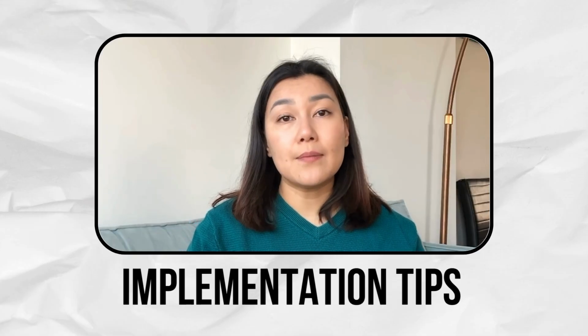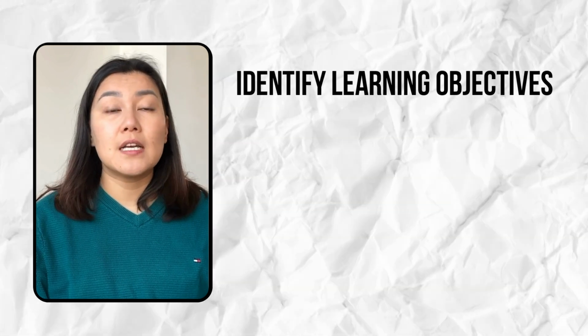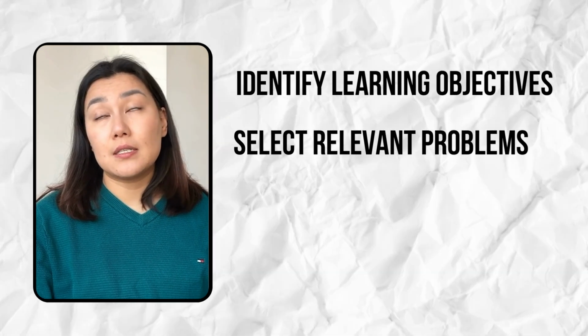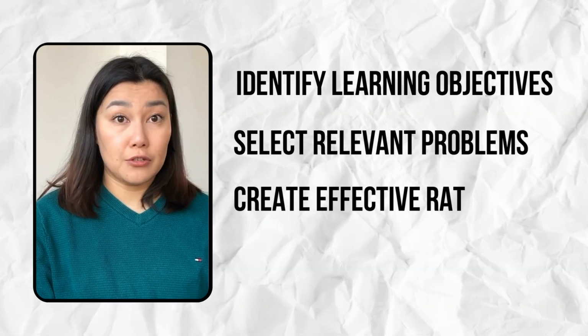Okay, now we reached the end, and as I promised, here are some tips for implementation. The most important part of the implementation is careful design and planning. This includes identifying the learning objectives, selecting appropriate readings and problems, and creating effective readiness assurance tests. If you want to learn more about this, you can check my videos about backward course design and Bloom's taxonomy. Links are gonna be in the description.